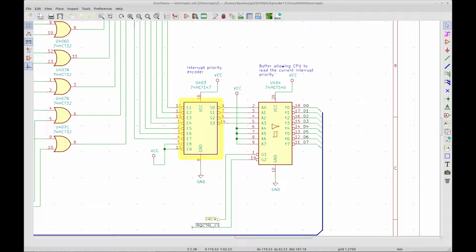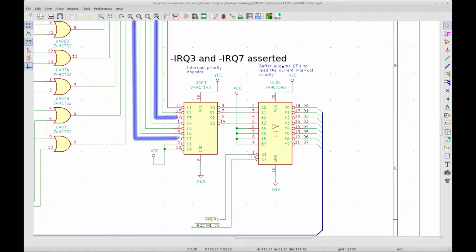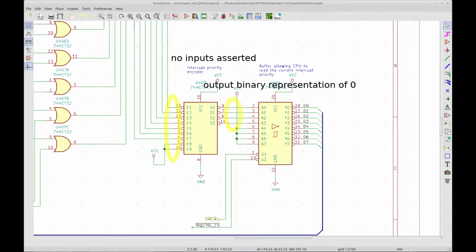To prioritize the currently asserted interrupt requests, we use a 748CT147 10-to-1 priority encoder device. If any of the priority encoder's 9 inputs are asserted by being driven low, the outputs will generate the binary representation of the highest priority input. For example, in the case of IRQ7 and IRQ3 being asserted simultaneously, the outputs of the priority encoder will generate the binary representation of the integer 7.